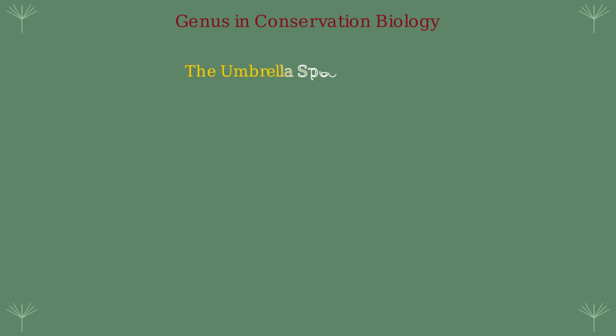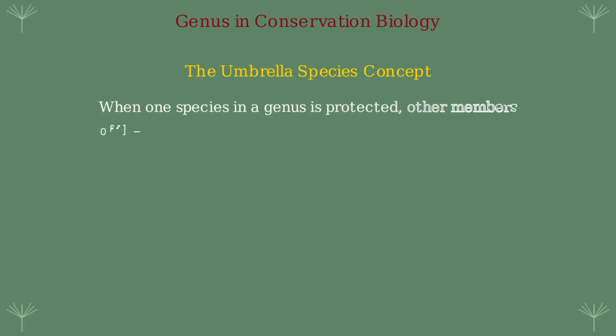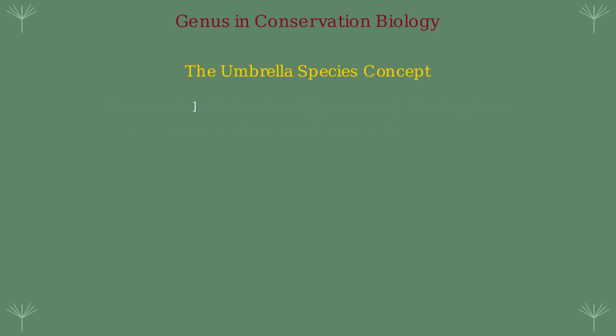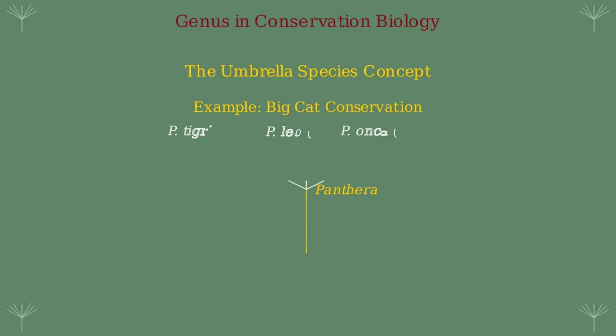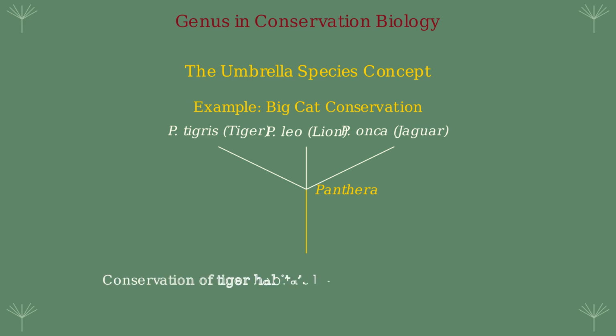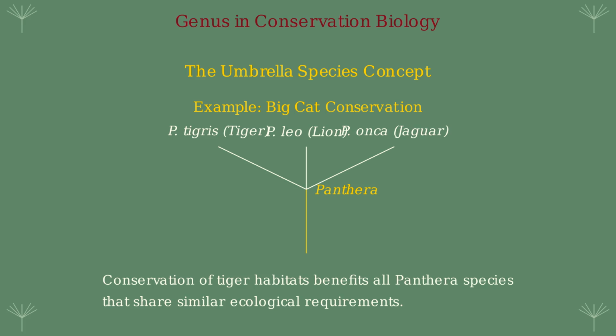The umbrella species concept is a key conservation strategy. When one species in a genus is protected, other members of the same genus often benefit indirectly. For example, in big cat conservation, efforts to protect tigers in the genus Panthera also benefit other species in the same genus, like lions and jaguars. Conservation of tiger habitats benefits all Panthera species that share similar ecological requirements and face similar threats.